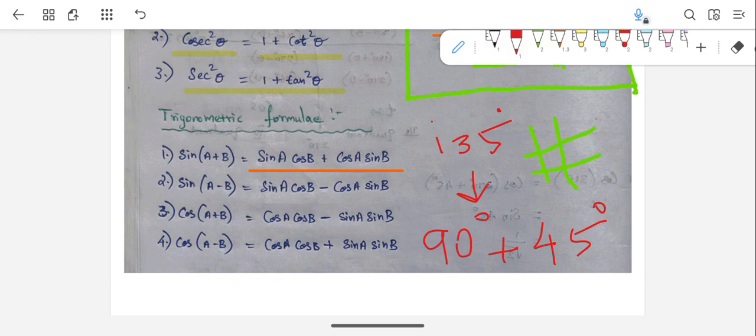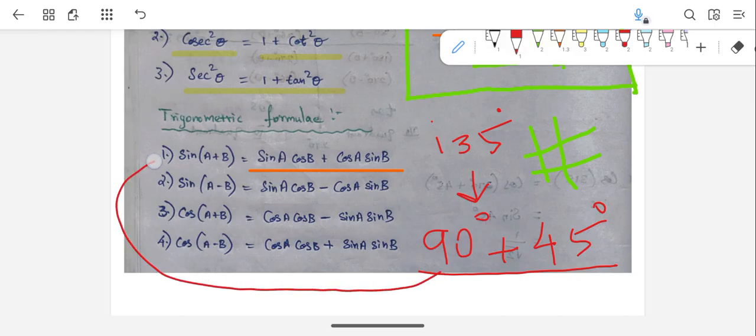So sine 135 you can write as sin(90° + 45°). Then it will be in this format, right? So you can use this formula. A is nothing but 90 degrees, B is nothing but 45 degrees. So substitute the values: you can write sin 90 cos 45 + cos 90 sin 45. Like that you can expand. Using this formula also, you can easily find the value of sin 135 degrees.